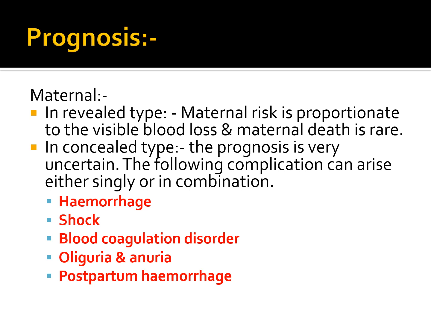Whereas in concealed type, the prognosis is very uncertain. The following complications can arise either singly or in combination: hemorrhage, shock, blood coagulation disorder, oliguria and anuria, postpartum hemorrhage. So in concealed type, the prognosis is very uncertain. Most likely the death rates of fetus and mother are higher in concealed type because the following complications can arise at any time.